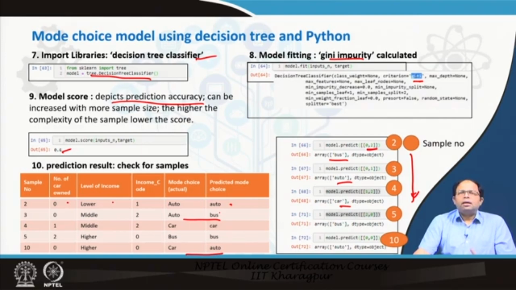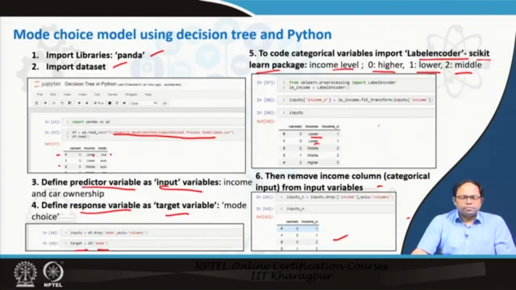So, this is how we can write a very simple code, and we can develop decision trees using existing algorithms, where the CART algorithm is already inbuilt. So, we can use that algorithm to generate our decision tree model.